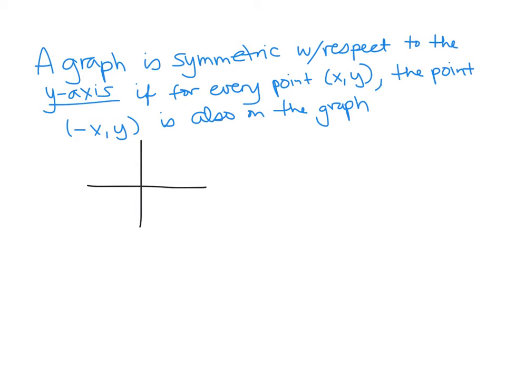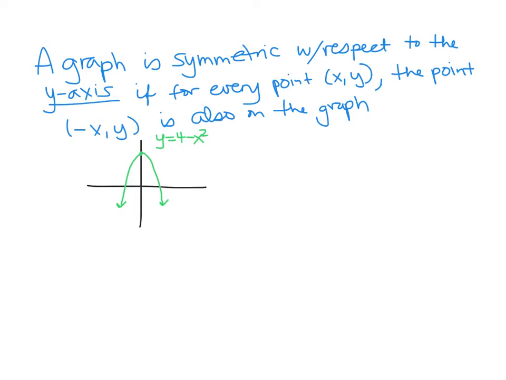So our next type of symmetry is something that is symmetric with respect to the y-axis. That's going to happen if every (x, y) on the graph has a corresponding point with the same y value, but the x value is the opposite sign. And a good example of that is if you have something like y equals 4 minus x squared. That is going to be a parabola, an upside down parabola actually.